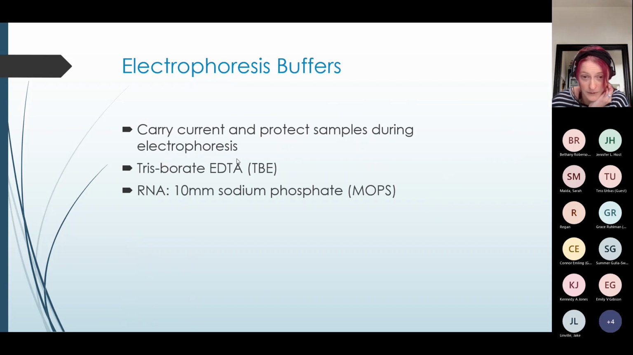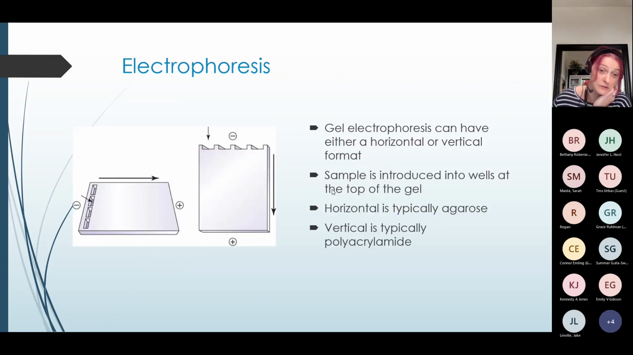Again, we have different buffers, and they carry current and protect samples during electrophoresis. And we talked about TBE versus TAE buffer the other day. And then for RNA, we use sodium phosphate buffer or MOPS. We don't do RNA and we don't do gels anymore.